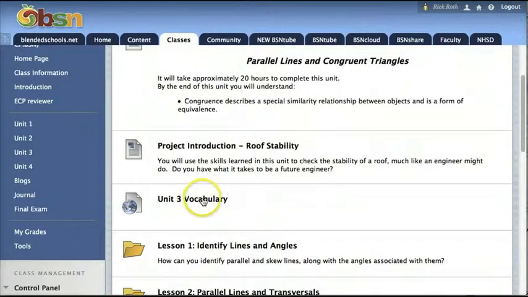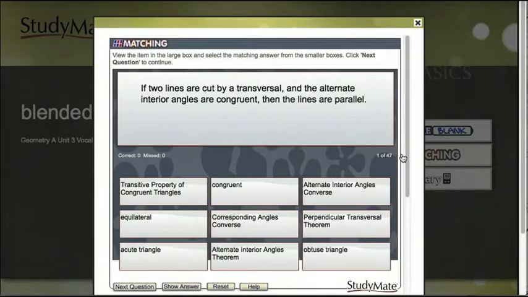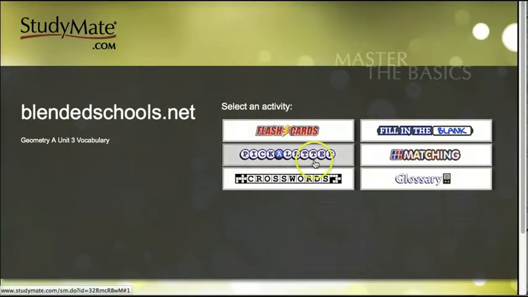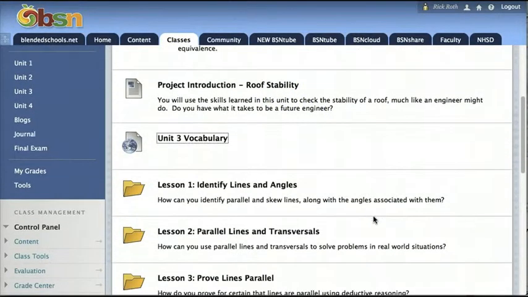We feel vocabulary is very important in geometry, and for our vocabulary activities, we link out to StudyMate.com, to activities we set up there. Rather than just giving them a glossary, we'll give them interactive activities. If we want students to be able to prove theorems and use these theorems to prove other theorems, well, they have to have them memorized. And it's a lot better to memorize them using interactive activities rather than just staring at a list of words, like many of us had to when we took geometry.